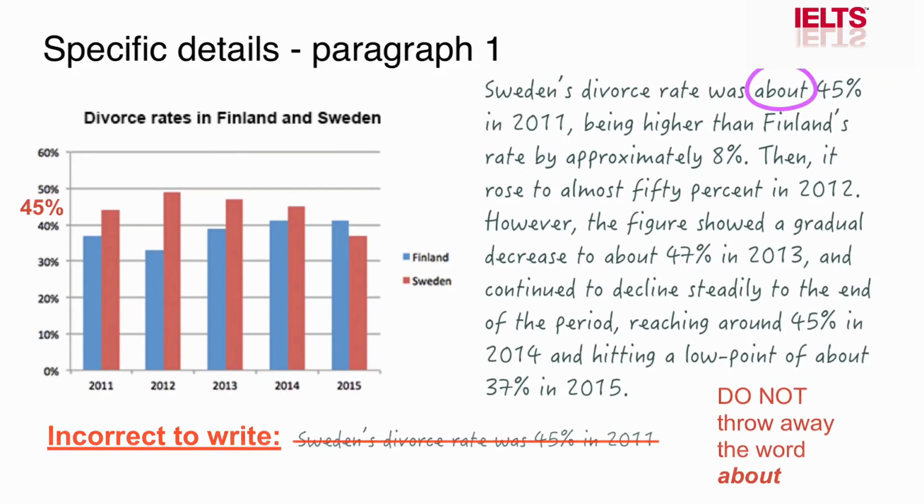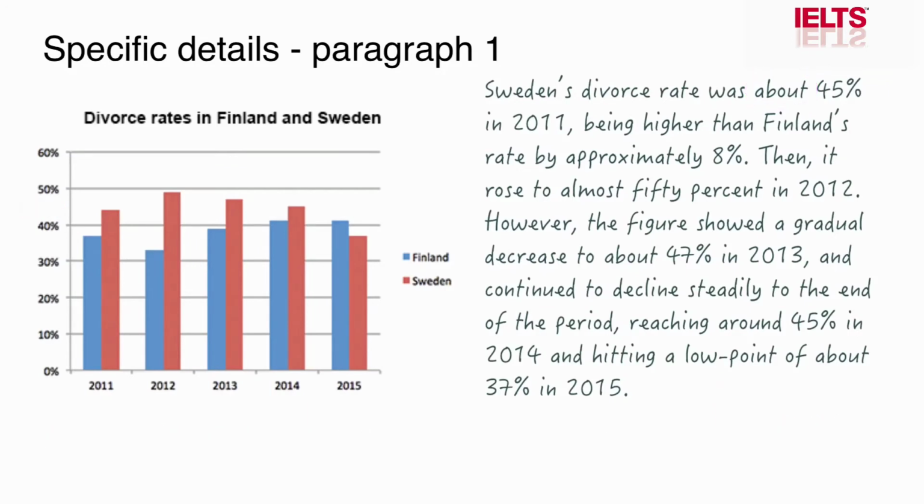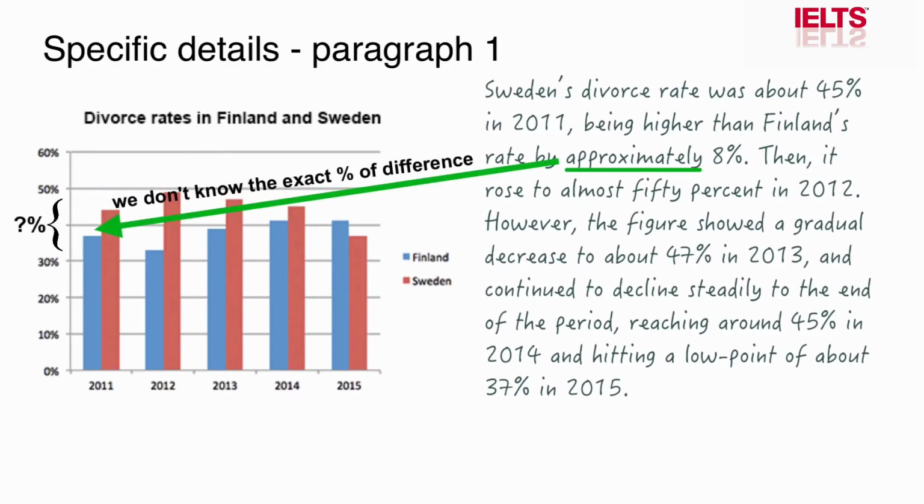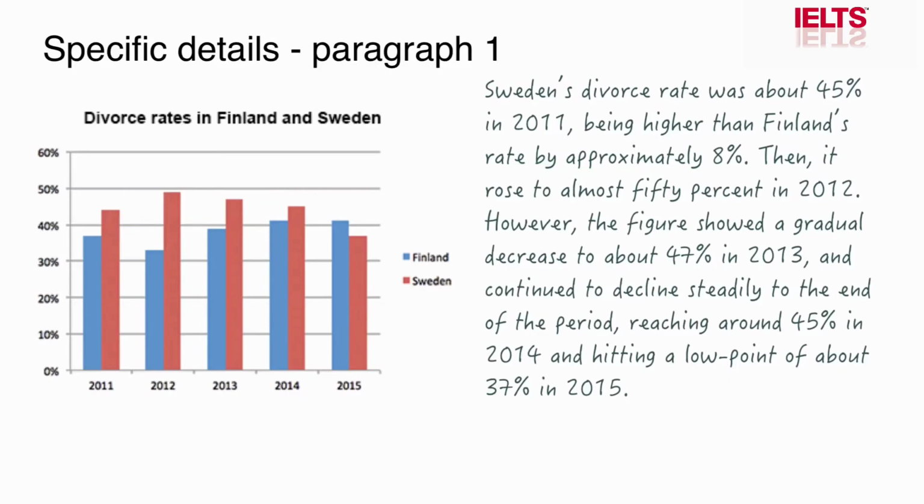Then I compare Sweden's rate to Finland's rate by writing, "Sweden's divorce rate was about 45% in 2011, being higher than Finland's rate by approximately 8%." Again, I use the word "approximately" because we don't know the exact percentage of difference. In the next sentence, I describe Sweden's rate in 2012.